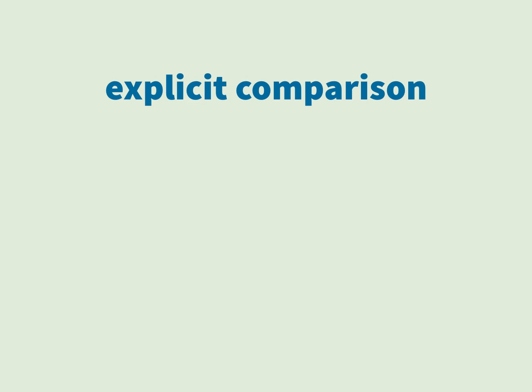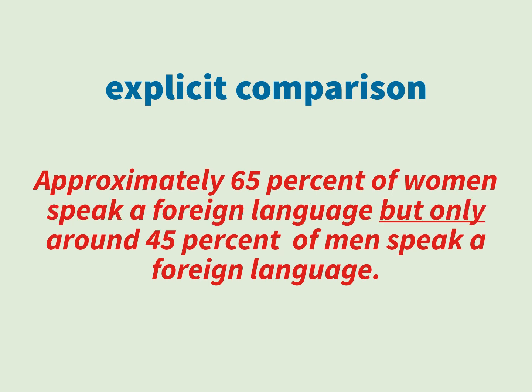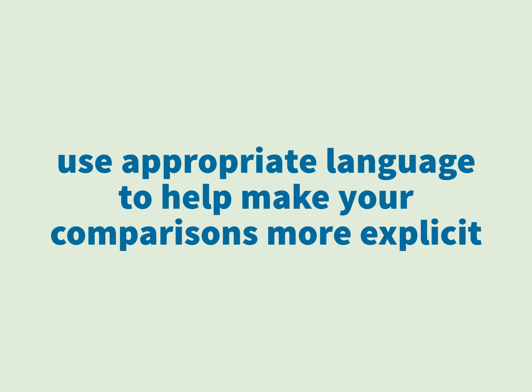Make clear the comparison that you are trying to make. So instead of having these two sentences like this, you should try to join them together with a phrase that makes it very clear the comparison you're trying to make. So here we said approximately 65% of women speak a foreign language, but only around 45% of men. So you should always try to use appropriate language to make your comparisons as explicit as you possibly can. And I will upload some examples of that.